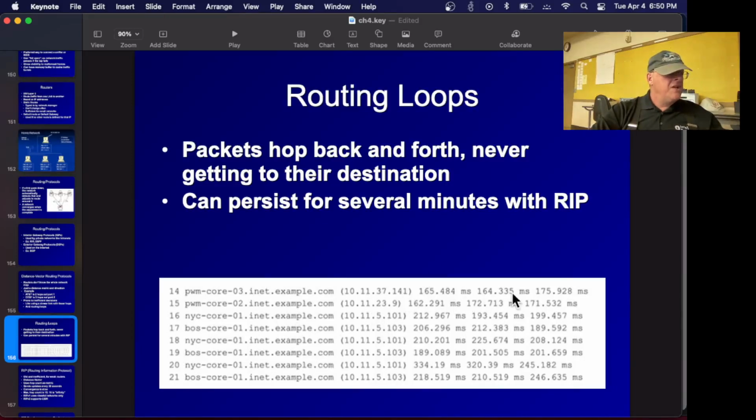You go out here, it goes to 141, then it goes to 9, then it goes to 101, 103, 101, 103. Here's a routing loop. It's bouncing back and forth between 2 points without ever getting anywhere, because these guys are confused. This guy thinks the destination must be over on the right. If 103 is on the right and 101 is on the left, 101 thinks the destination is on the right, but 103 thinks the destination is on the left. So they just pass the packet back and forth between them until it times out.